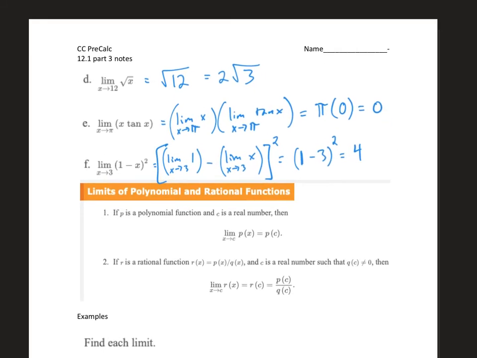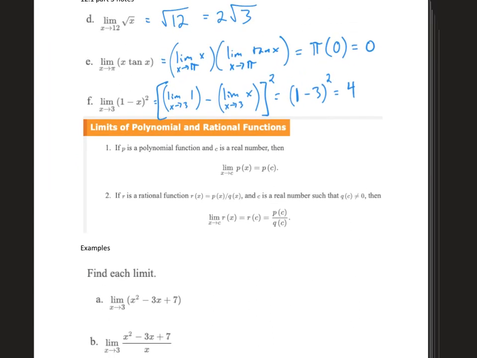Last two properties of limits here. If p is a polynomial function and c is a real number, then the limit of p of x as x approaches c, as long as there's nothing crazy going on at c, I can just evaluate that function at that target and I'll get my limit. Number 2 is just saying if I have a rational function, I can evaluate the numerator and denominator and get the limit of that rational function.